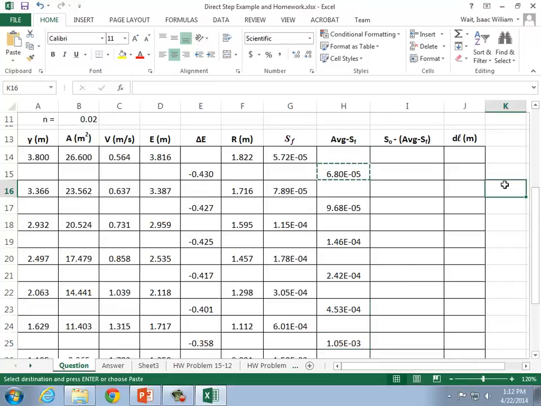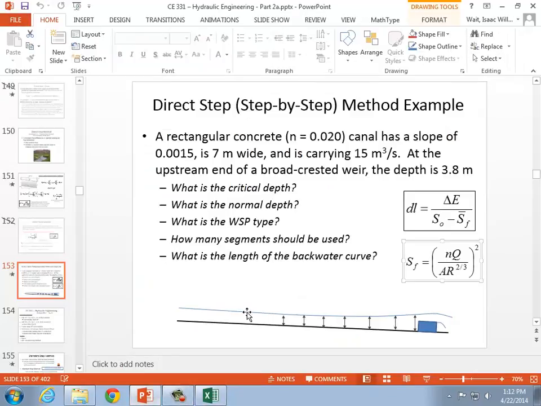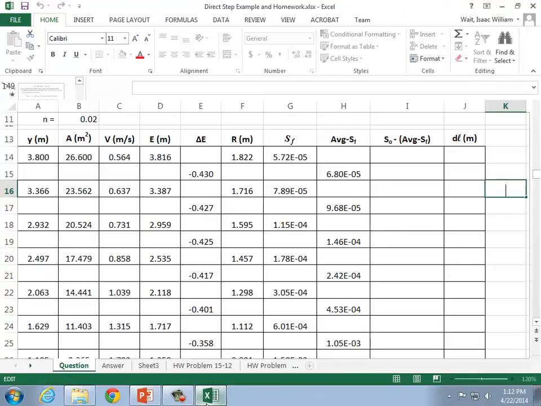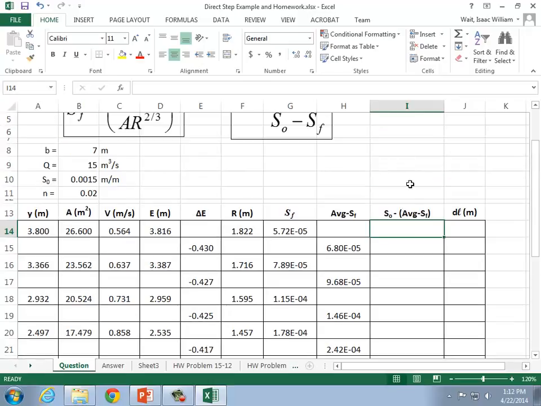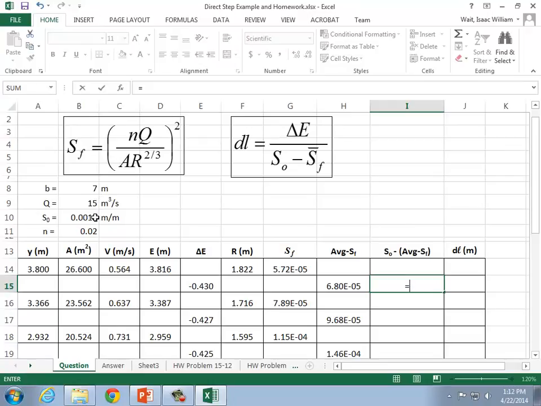So I've got the average slope of the energy grade line, and so that is considering, between the sections, what is the slope of the energy grade line there. And that's what we're going to use in this next column, S naught minus the average. So the S naught is fixed. The channel slope is 0.0015 meters minus the average slope of the energy grade line.